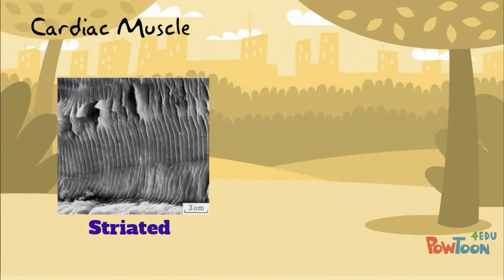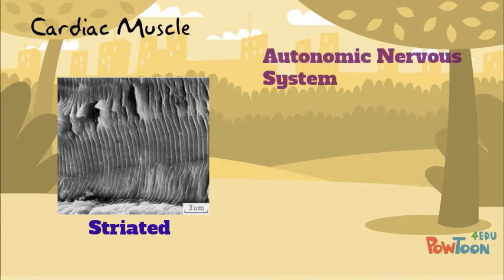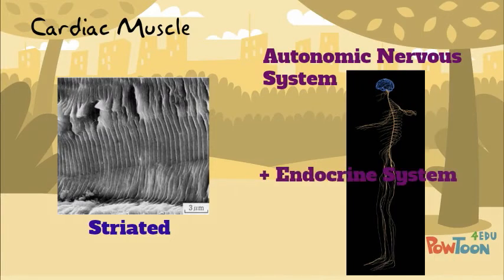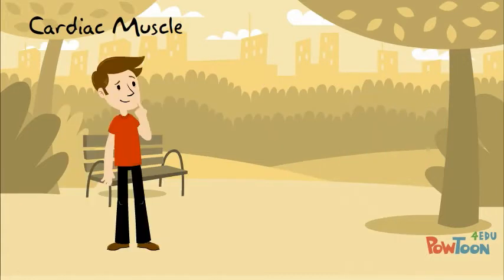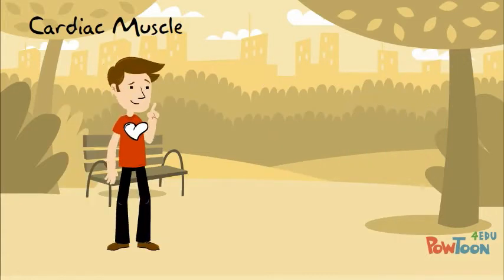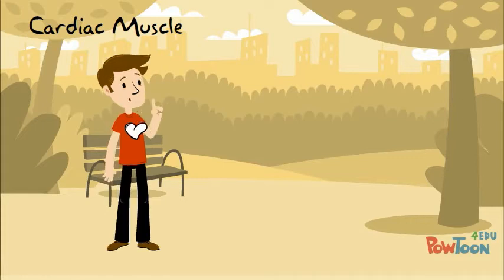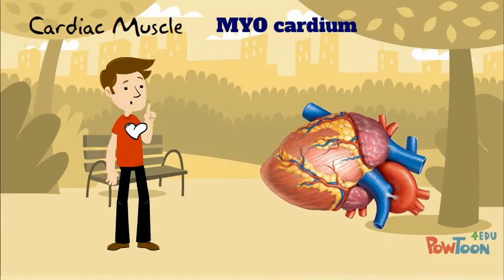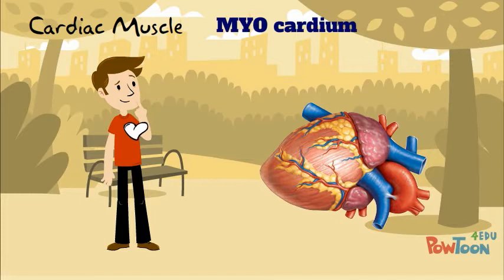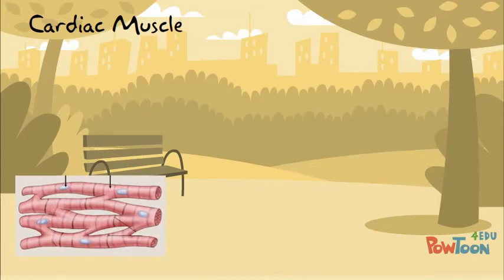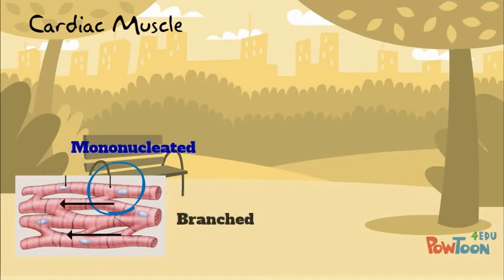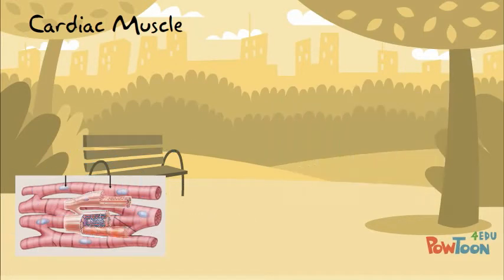Cardiac muscle is striated, but like smooth muscle is controlled by the autonomic nervous system and endocrine system. Important because we probably wouldn't get much work done if we had to constantly think about making our heart beat. Cardiac muscle, or myocardium, is only found in the heart. Gives you some idea of just how specialized this particular tissue has become. Cardiac muscle cells are mononucleated, only one nucleus, and are branched, looking a bit like that foam stuff they put around your alcohol bottles in duty free.